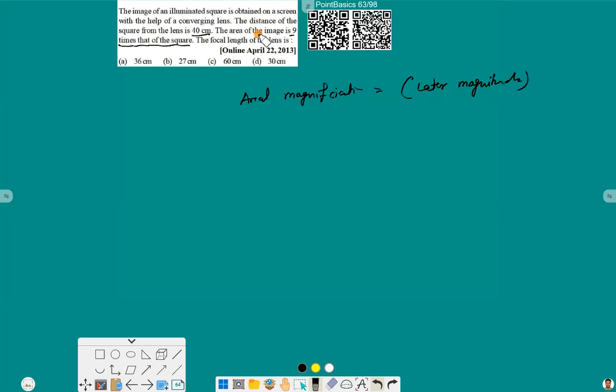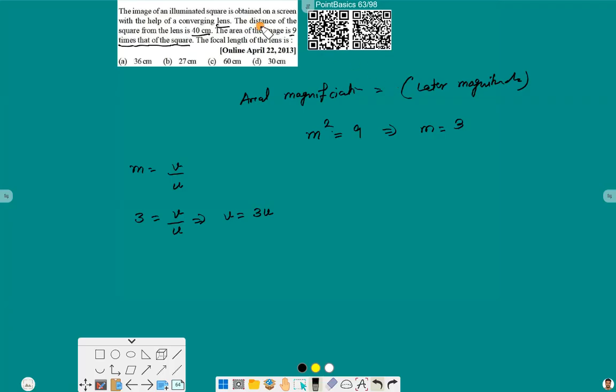So basically here area magnification is 9 times, so we can say m square is equal to 9, and from this m becomes equal to 3. Now if m is 3 and we are discussing here regarding length, so m is equal to v by u. So from this we will get 3 is equal to v by u, and this magnification can be either positive or negative, so we have to keep this in mind.